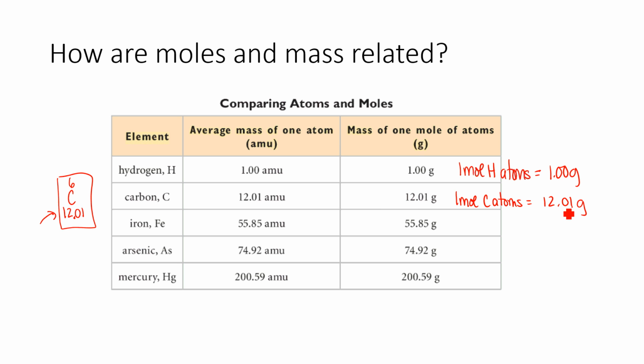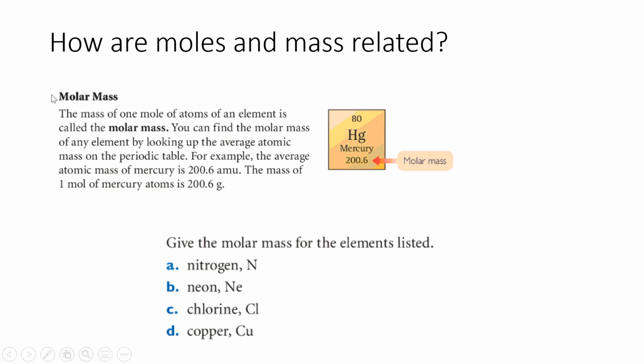So what we find here is there's a mass ratio. There's a relationship between how many moles you have and what it weighs. So that's really helpful. Like a mole of iron atoms weighs 55.85 grams. We call this number the molar mass. So if you look on your periodic table, that number on the bottom, which we've been calling the average atomic mass, we can also think of it as the molar mass, or the number of grams per 1 mole.